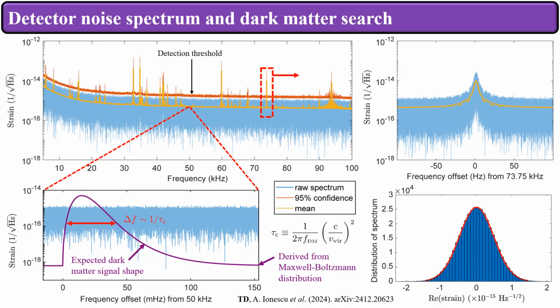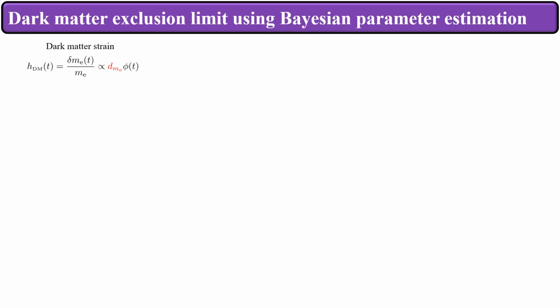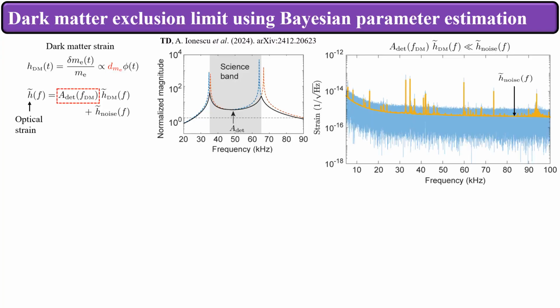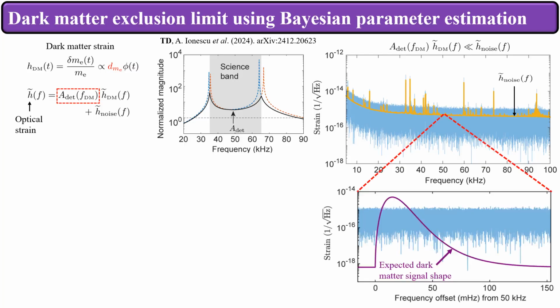Nonetheless, we can use our noise level to set exclusion limits on dark matter. As a reminder, we want to set a limit on this parameter DME, which represents the strength of coupling between dark matter and ordinary matter like the electron. Our detector measures this strain, which is related to the dark matter strain as follows. As a reminder, A is the detector response function related to the mechanical transfer functions of the two cavities.